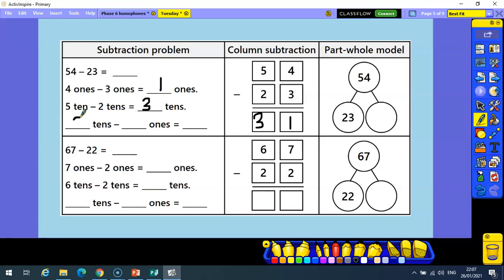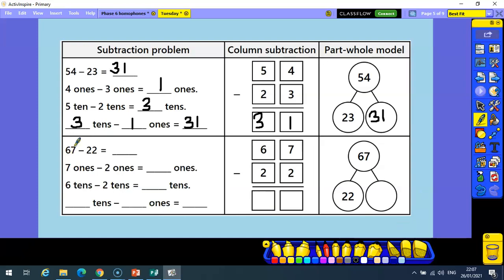Now, 3 10s and 1 1s is equal to 31. That means the answer is 31. 54 take away 23 is equal to 31. The whole is 54. I took away 23 and it left me with 31. Does that make sense? Let's have another practice.